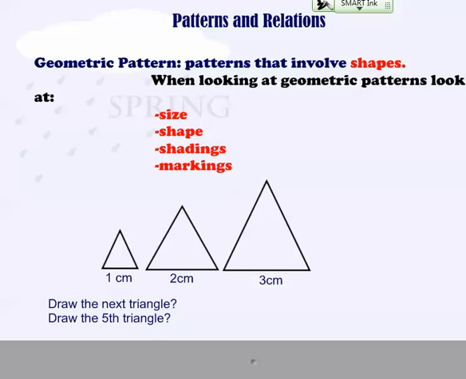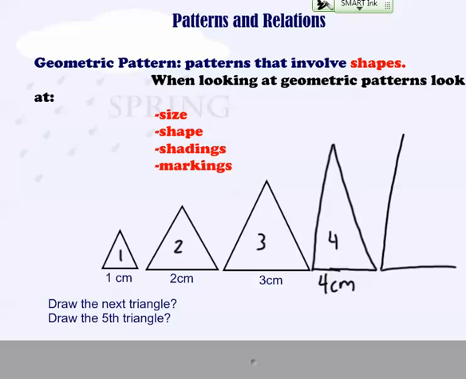Well, if you said it's a triangle, and its measurement would be 4 centimeters. So this is triangle 1, triangle 2, triangle 3, triangle 4. Now it tells me to draw the 5th triangle, which would look like this. It's even bigger, and the measurement is 5 centimeters. So that's kind of an example of a geometric pattern.